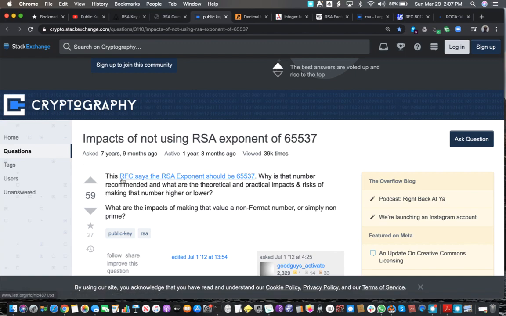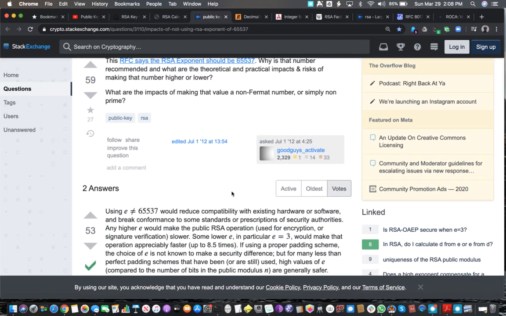It says, effectively asking, why should we use that? The RFC, which is the standard, says the RSA exponent should be this. Why is it recommended, and what are the theoretical and practical impacts and risks of making the number higher or lower? That's an interesting question, and you might think that the answer has something to do with some security attributes, but there isn't a lot, at least if you use RSA properly. Now, there are some attacks on small exponent RSA, but usually things are set up to avoid them.